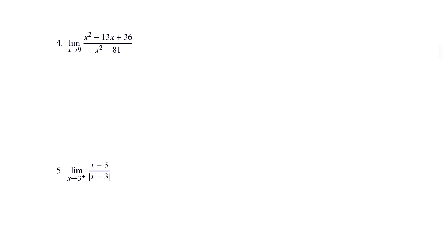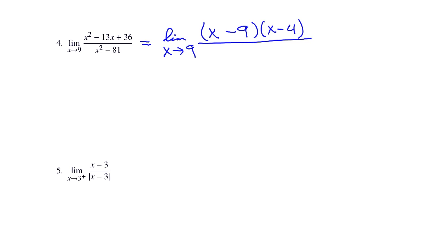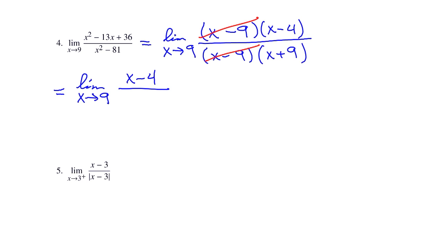For number 4, if you try to evaluate it, you'll get 0 over 0. So that tells us we need to try to factor. So we're going to get x minus 9 and x minus 4 over x minus 9 and x plus 9. If you then cancel the x minus 9s, you're actually canceling the term that created the zeros, and that leaves you with the limit as x goes to 9 of x minus 4 over x plus 9.